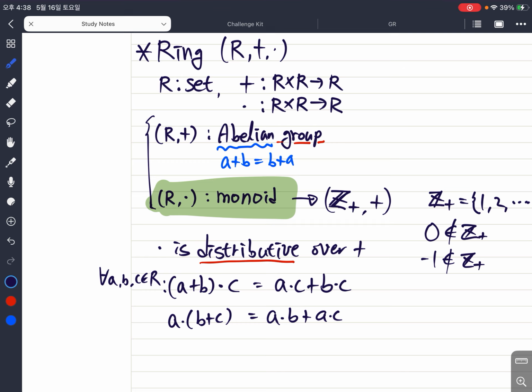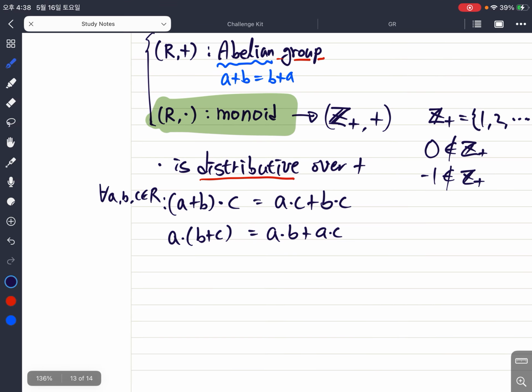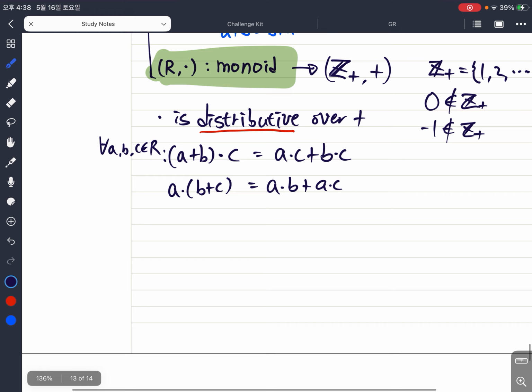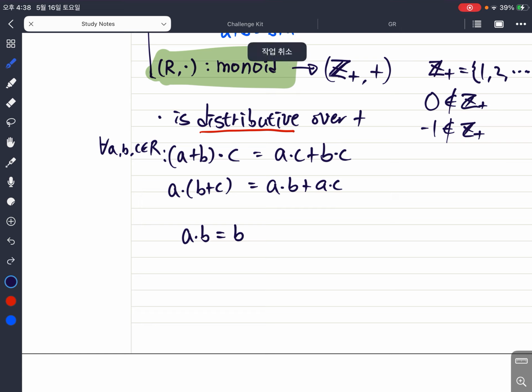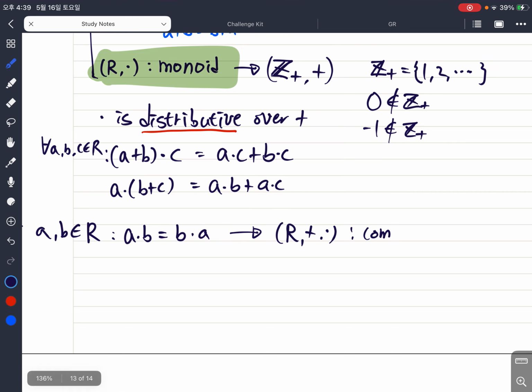When this monoid R dot is not only just a monoid, but it is also commutative, it means, let me write, A dot B equals B dot A. If it also satisfies this, where of course A and B are elements of R, then we call R plus dot a commutative ring. Commutative ring. There are some other conditions.